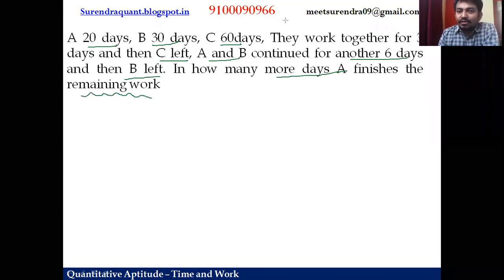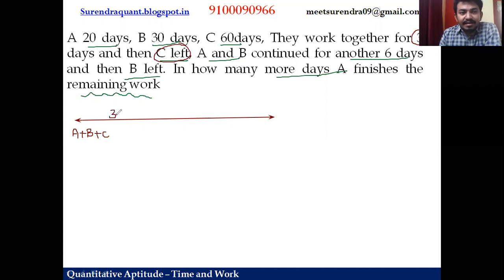Before going to solve the question, let us try to make a simple picture of how the work is carrying on. Initially all 3 people are working together, A plus B plus C. But after 3 days, the person C left, right? So in the first 3 days, all 3 persons are working together. Here the person C left. A and B continued for another 6 days. They worked for 6 days.